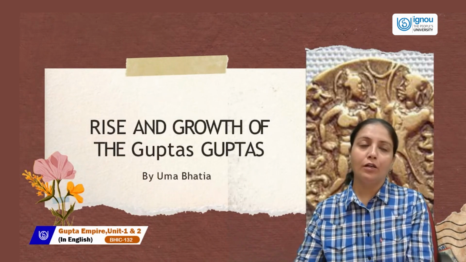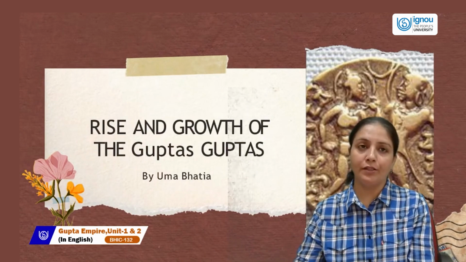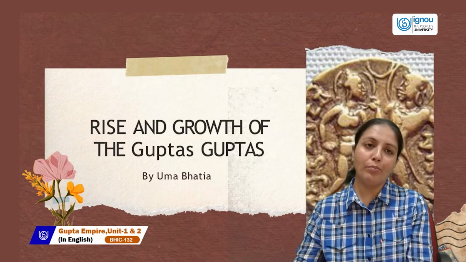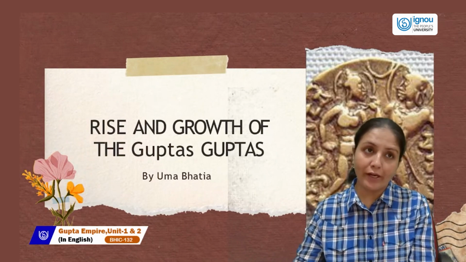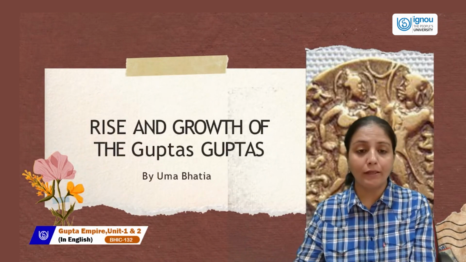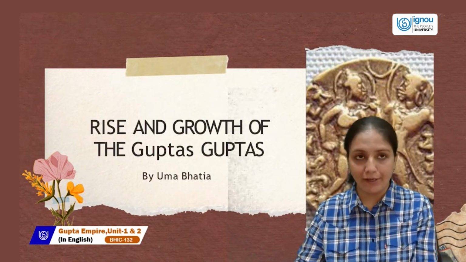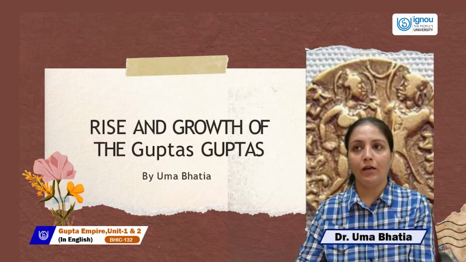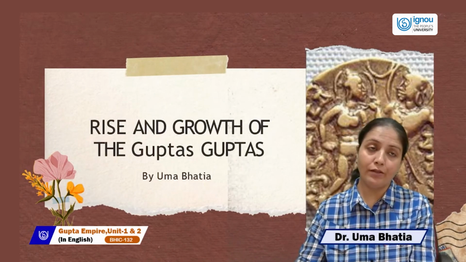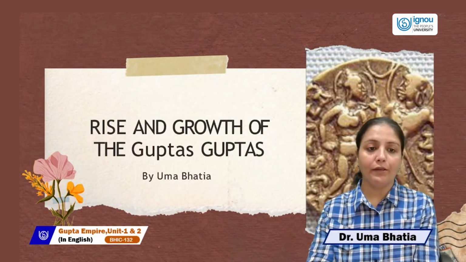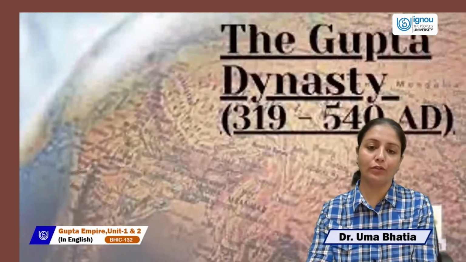A lot of small dynasties were there. They used to do whatever they wanted to do, but they were not able to make a big empire at that time. After the Mauryan Empire, the Gupta dynasty was the dynasty which we can call the golden age, a large empire which did a lot of things. Now we are going to start the rise and growth of the Gupta Empire.